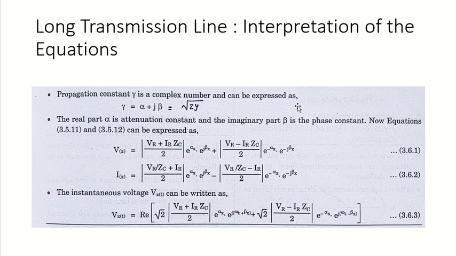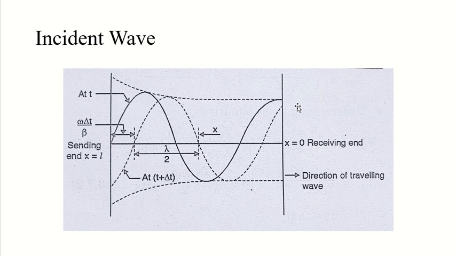Now the instantaneous voltage, the formula of which we have just derived, will have two terms, right? Which will be a function of two variables. What are these variables? The variables will be time and distance, and hence this instantaneous voltage, which is a function of time and distance, will represent two traveling waves. Okay, so let's come to those two traveling waves. First, let's discuss the incident wave.